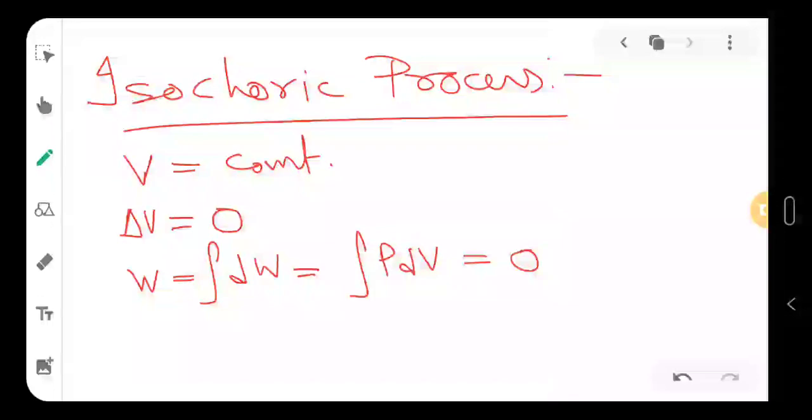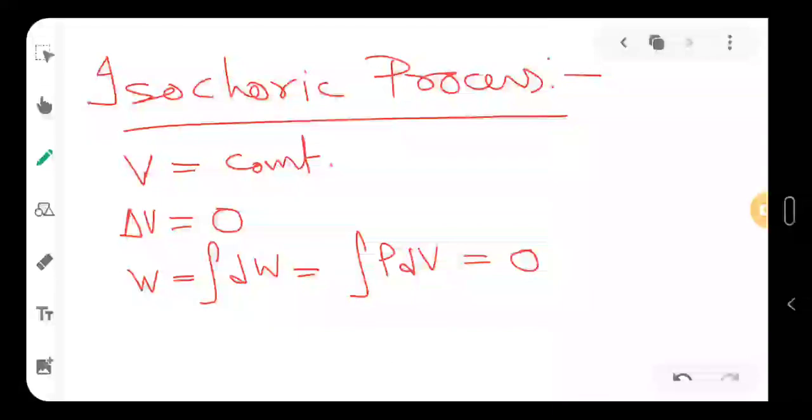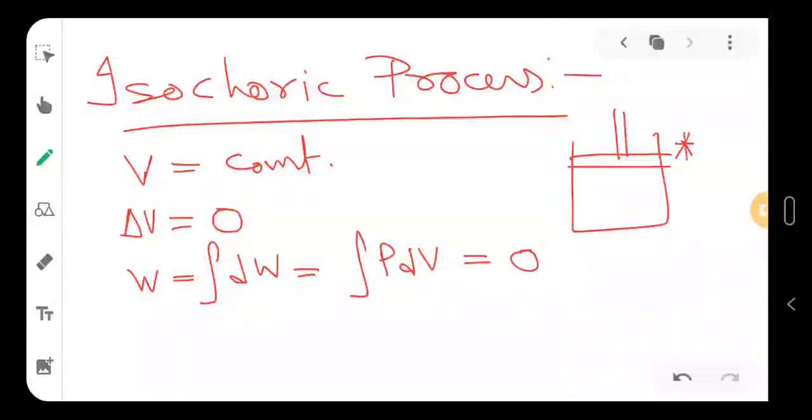Let us talk about another process. We have made pressure constant, and we have also checked volume is constant. That means the piston will be fixed. So this will be fixed, and the temperature will be given. So only the energy that is being provided will be used to increase the internal energy of that gaseous system.